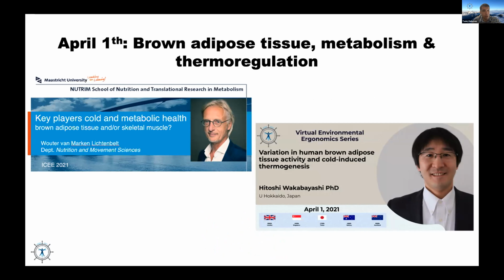The first talk will be presented by Wouter, on the key players in cold and metabolic health between brown adipose tissue and skeletal muscle. I will now stop sharing my screen and give the floor to Wouter, please.